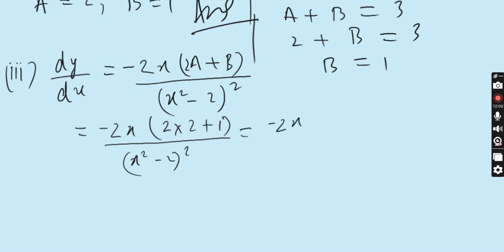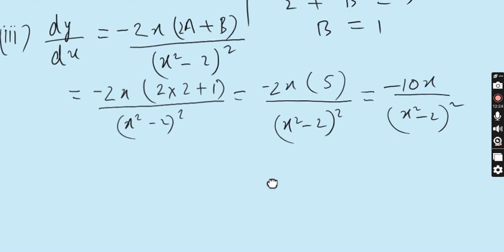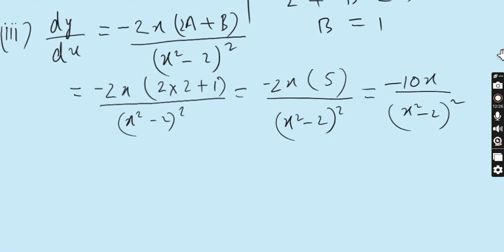is equal to negative 2x(2 times 2 is 4, 4 plus 1 is 5) upon (x² - 2) whole squared. 2 into 5 is minus 10x upon (x² - 2) whole squared. Now the first requirement of the question is to find the stationary point. How do we find the stationary point? Replace dy/dx by 0.